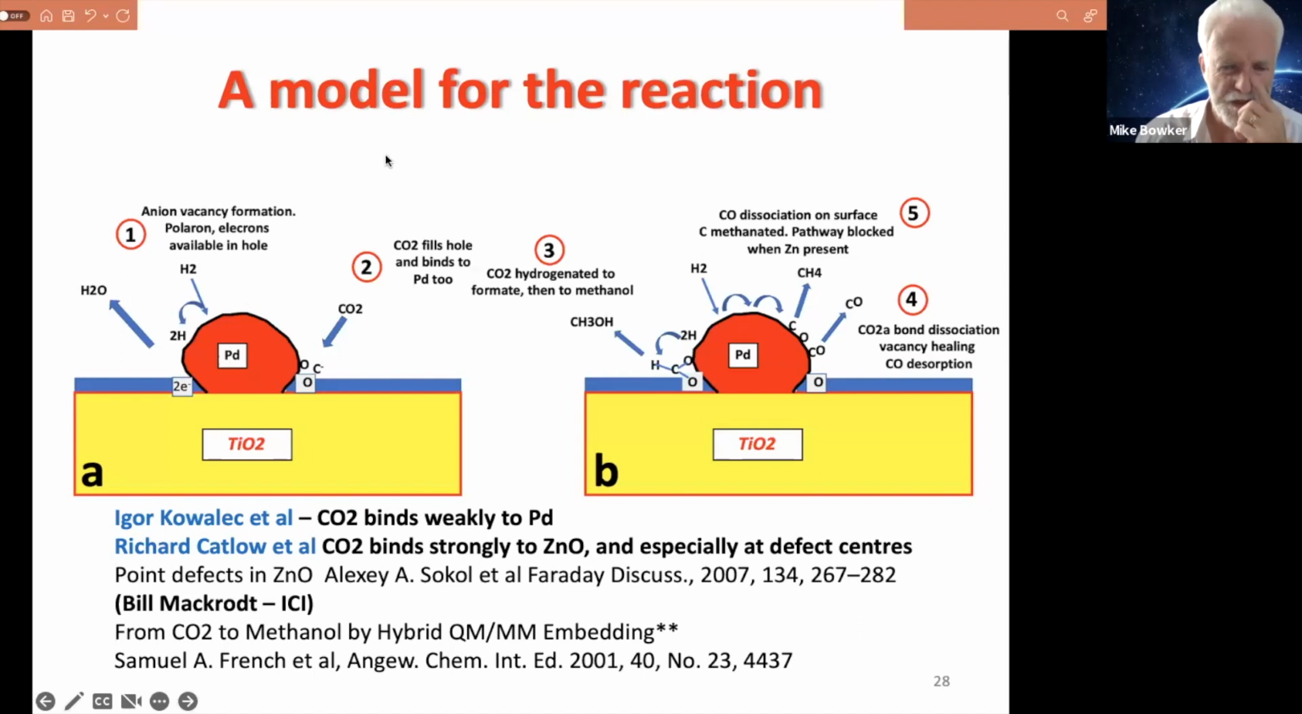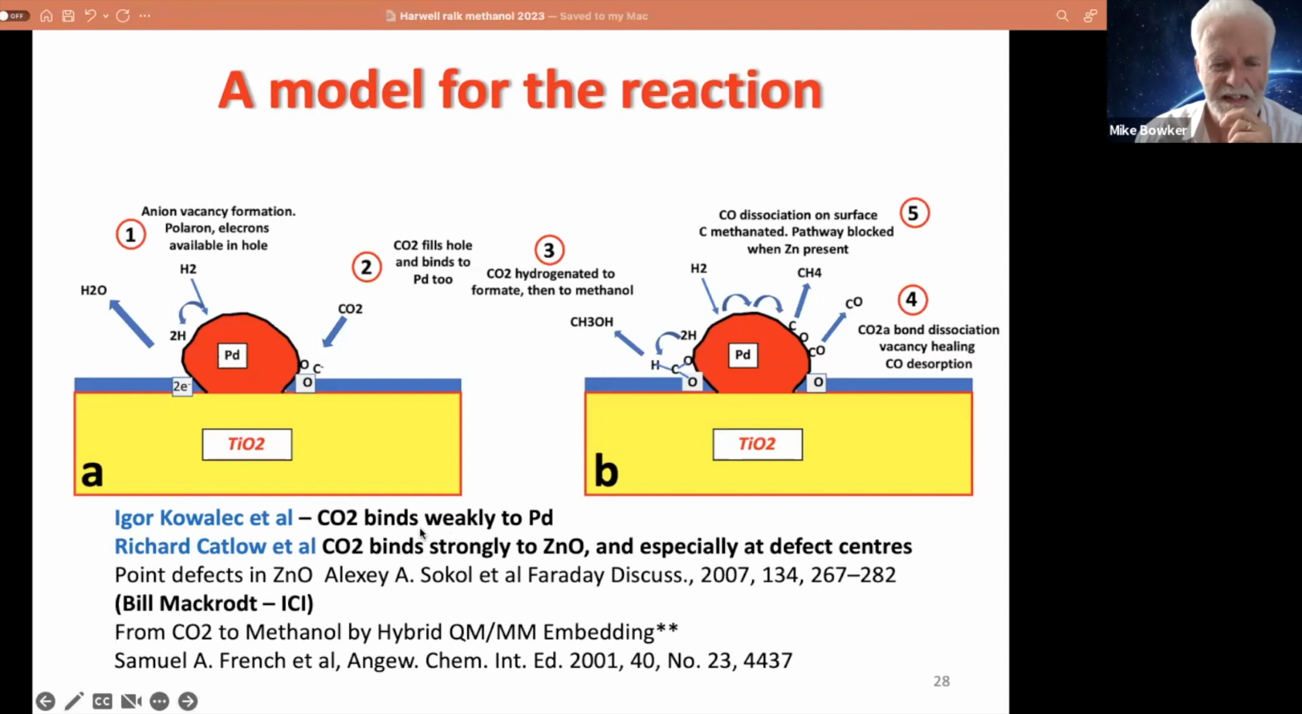So where does the CO2 adsorb? Well, Igor Kowalec in the Cardiff Catalysis Institute and his colleagues have done many calculations, and others around the world have done them too, and find generally that CO2 binds quite weakly to palladium.